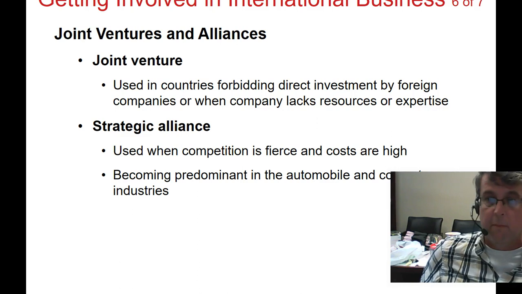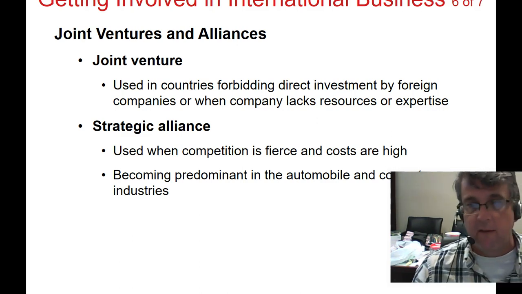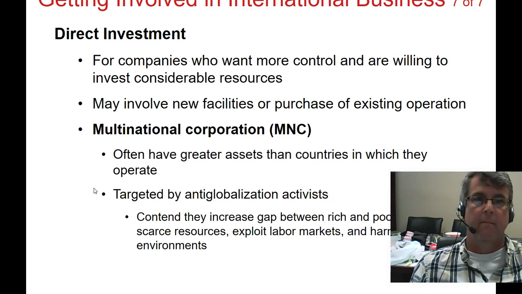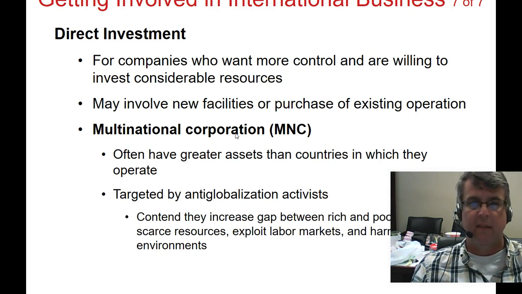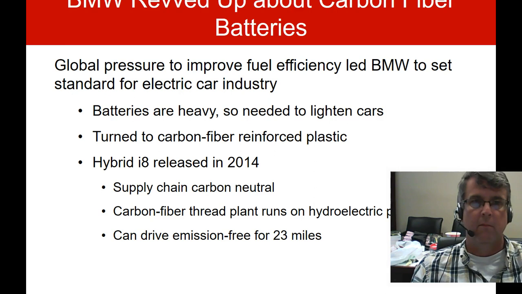This is a big problem because what if you give somebody 51% of your company? What are you getting back? So that's a big problem where countries don't allow direct foreign investment. Multinational corporations often have greater assets in the countries in which they operate. Ford is a multinational corporation.